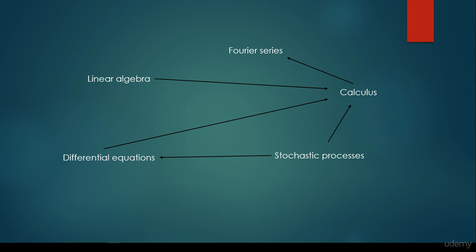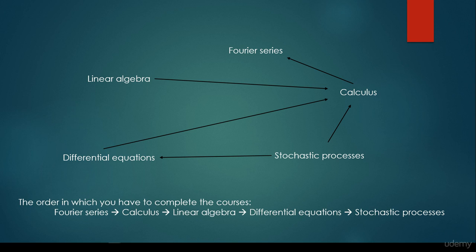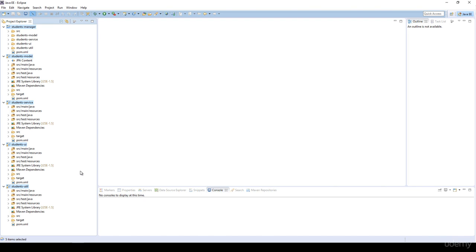So what will be the topological order? In this case, the Fourier series, calculus, linear algebra, differential equations, stochastic processes. What does it mean? It means that we have to take these courses in this order if we want to complete them, because we are not able to complete linear algebra without completing Fourier series and calculus, because we are not able to take this course. These are the constraints.